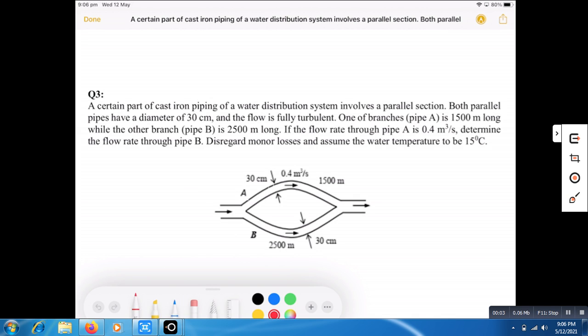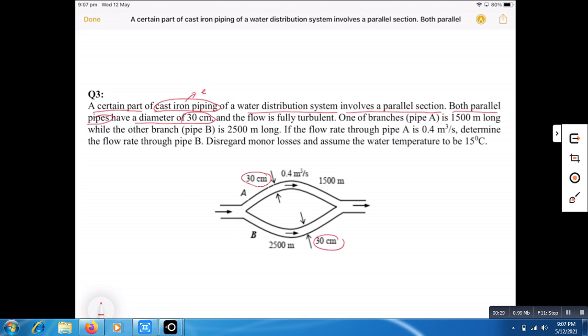Question 3, tutorial 10. In this question we have parts of cast iron piping. Cast iron is the material, so you have the roughness E. A water distribution system involves a parallel section. Both parallel pipes have a diameter of 30 cm. We have the diameter of the two pipes the same, 30 cm, and the flow is fully turbulent.